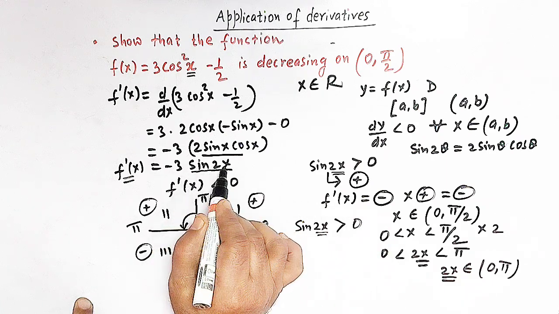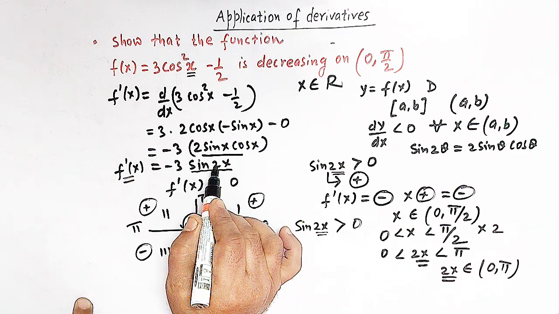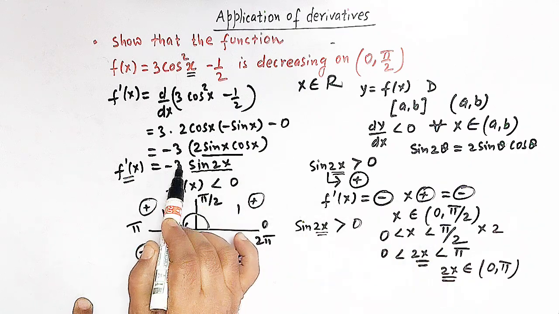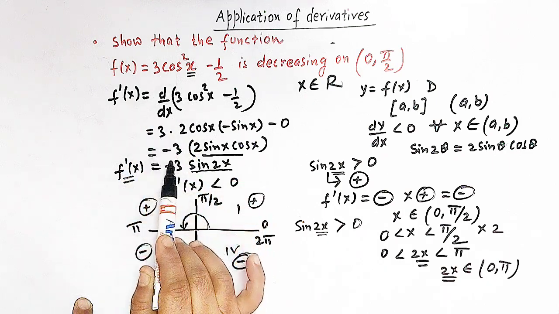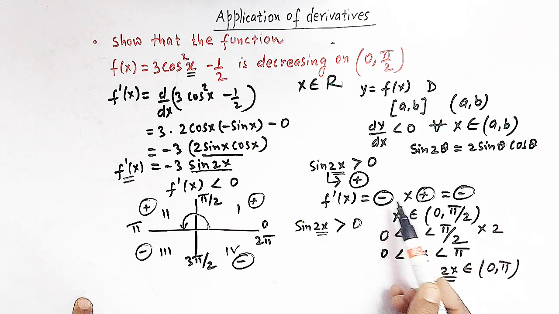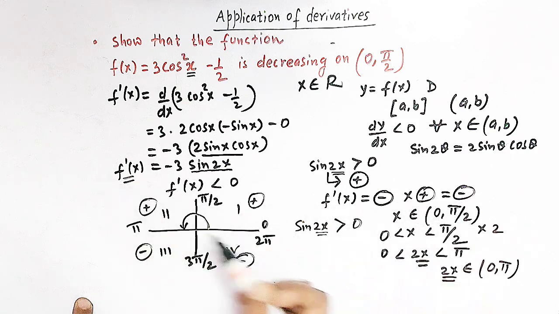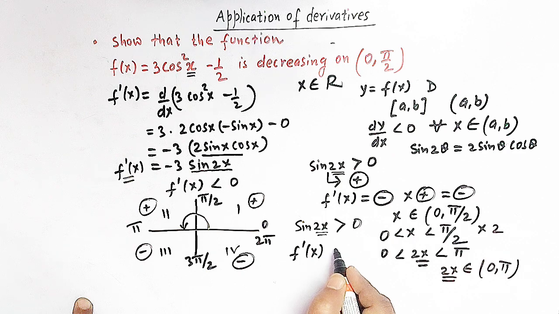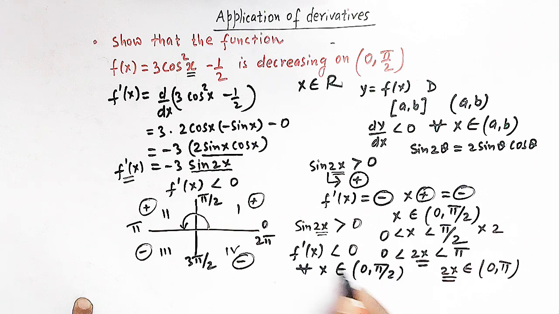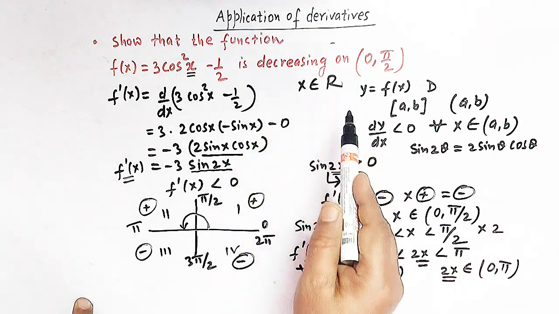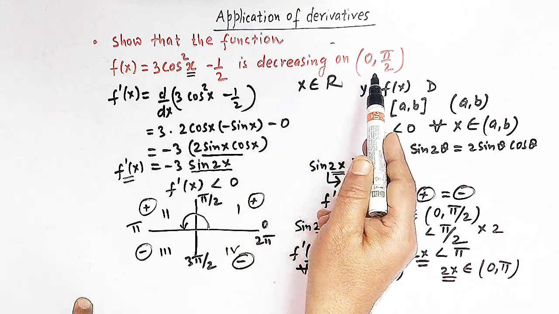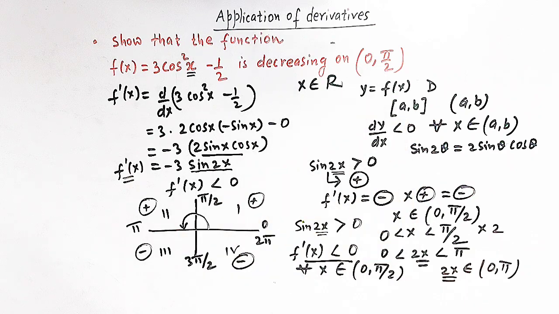Now here sine 2x is greater than 0, that is it is positive, and we already have a negative sign due to the derivative, and the product of negative and positive is negative. So f prime of x is less than 0 for all x belonging to 0 to pi by 2, and it suggests that this function f of x is a decreasing function, or a strictly decreasing function, on the interval 0 to pi by 2.